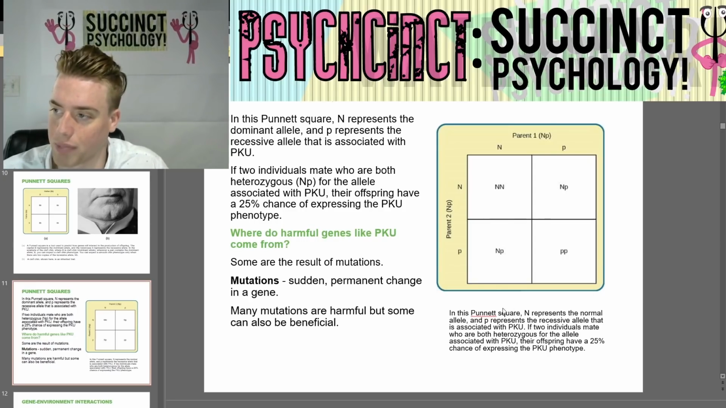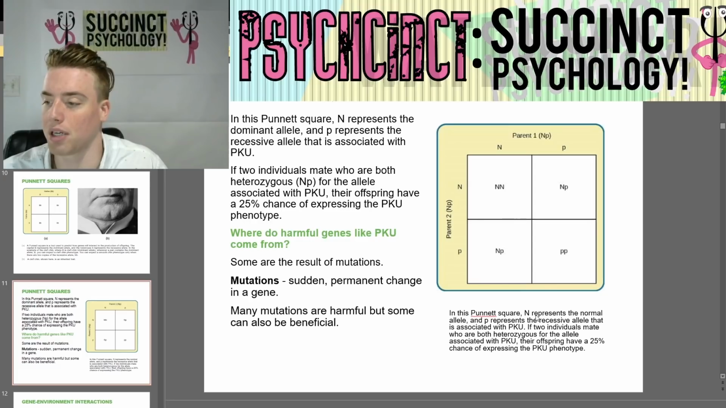So, breaking it down more, here we have another Punnett square. Same thing, set it up. So you have the two heterozygous parents. In this Punnett square, N represents the normal allele, and P represents the recessive allele that is associated with PKU. If two individuals mate who are both heterozygous for the allele associated with PKU, their offspring have a 25% chance of expressing the PKU phenotype.